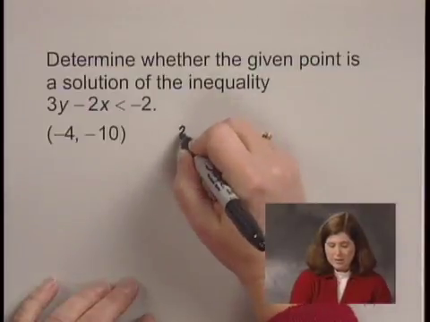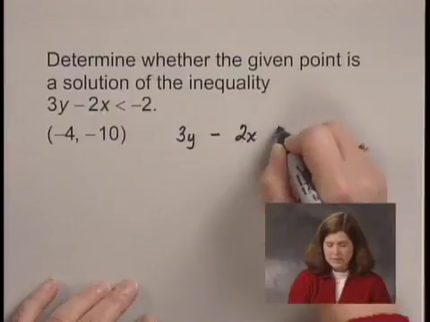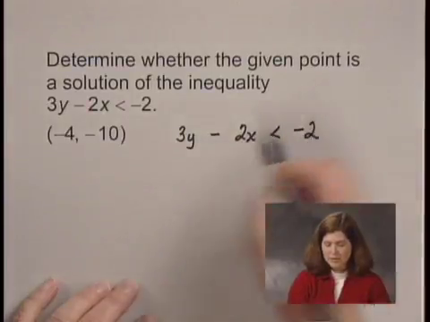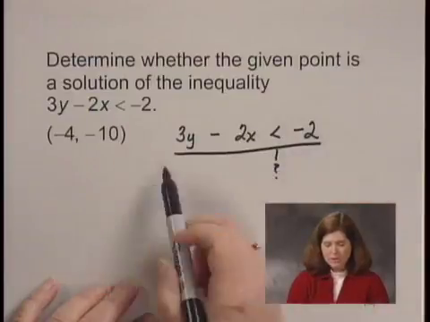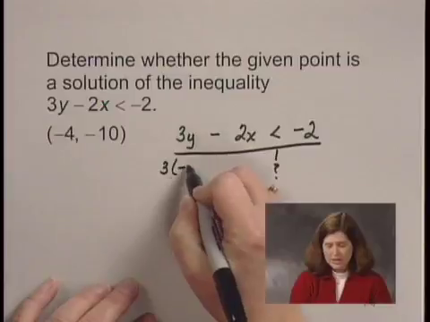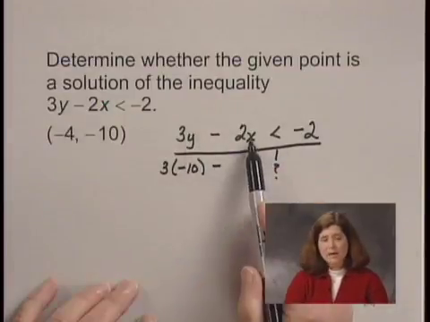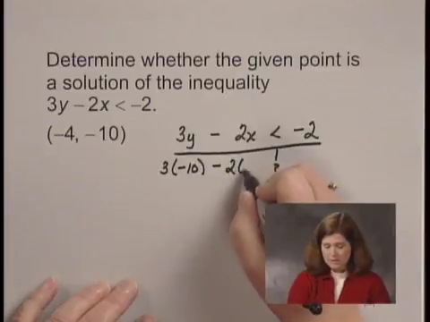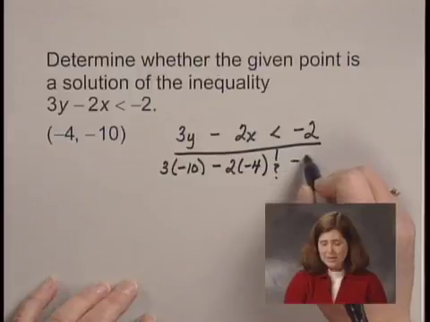So we write the inequality 3y - 2x < -2, and we substitute -10 for y. This gives us 3 times -10, and then we substitute -4 for x. And we're asking ourselves, is that less than -2?